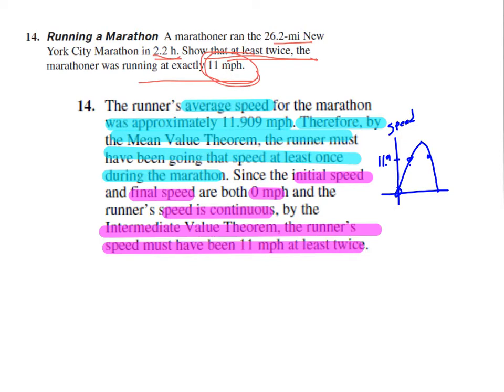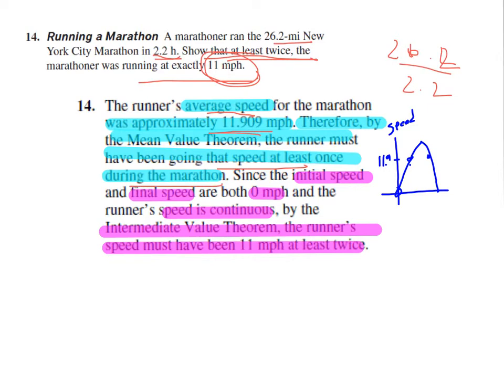When you look at the solution here, the runner's average speed was 26.2 divided by 2.2, and that gives a result of 11.909. Therefore, the mean value theorem states that the runner must be going at that speed at least once during that marathon. But here's the key to this one.